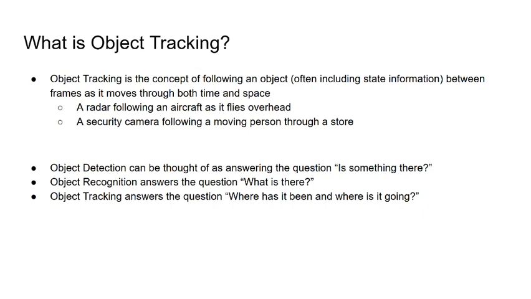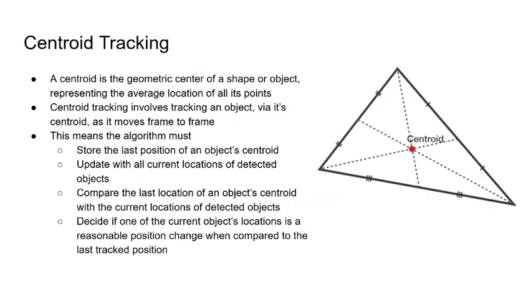So, detection is that something is there, and recognition is what is there. Then the question that tracking answers is where. There are a lot of ways to do object tracking. This is a pretty simple one. It's called centroid tracking. If the concept of a centroid is unfamiliar, it's basically just the central point of a geometric shape. It represents the average location of all its points.